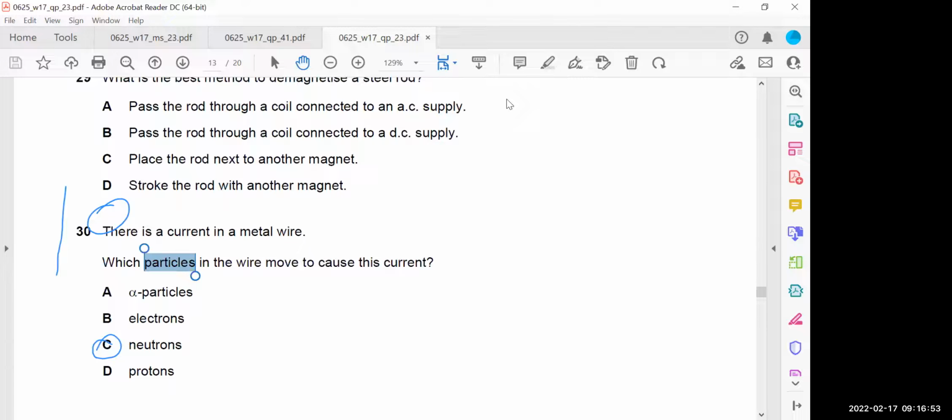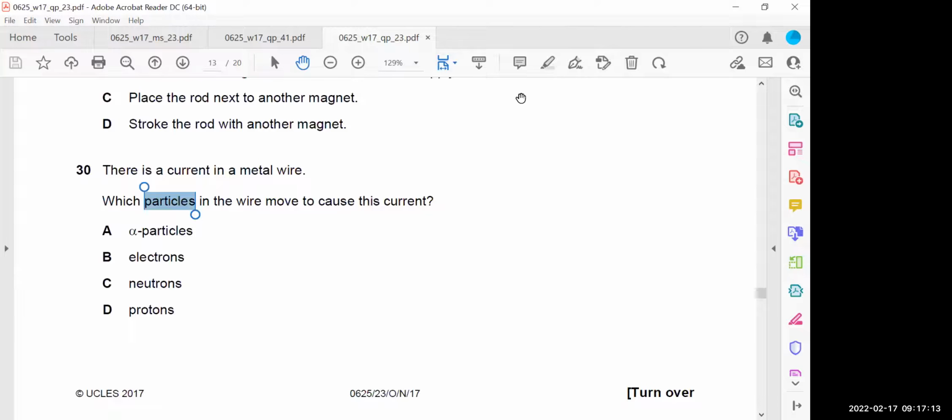Question number 30. The question is: there is a current in a metal wire, which particle in the wire moves to cause the current? What particle? Current flows in the conductor due to the presence of free electrons. So free electrons. In question number 30, the answer is B, electrons.